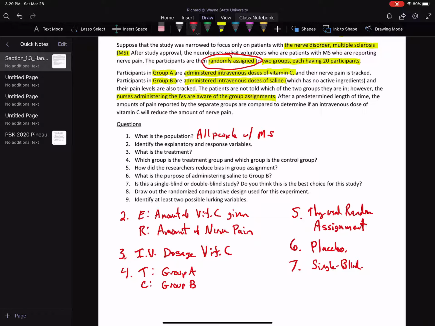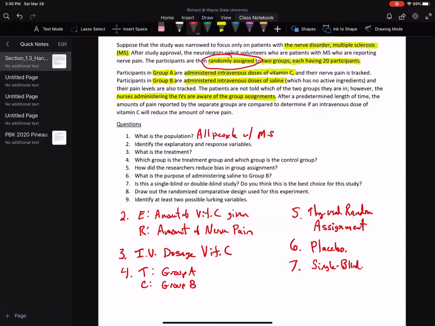Now, the other part of the question says, do you think it's the best choice? And my answer to that would be, well, it depends. Can the nurses do it without causing any sort of bias? If they can, then sure, it works, no problem. If somebody is a little bit paranoid and they're worried that that could cause an issue, then they should move to the double blind. So it really does depend on the individual. If the nurses can handle it, no problem. Single blind should be fine.